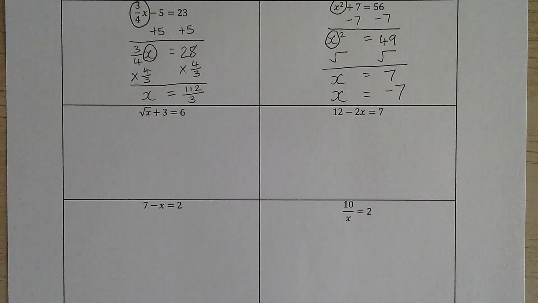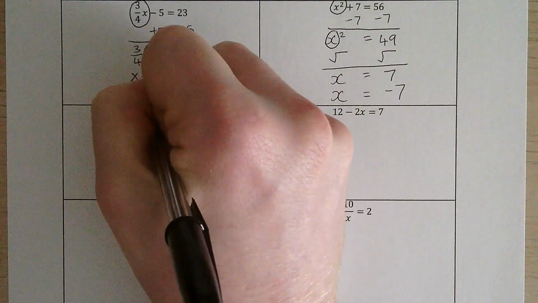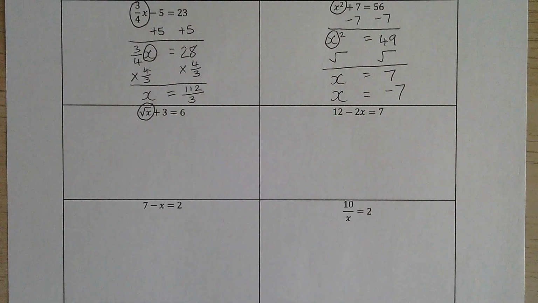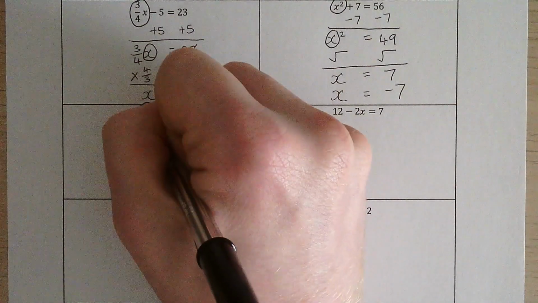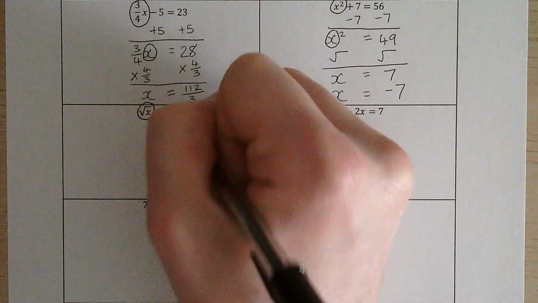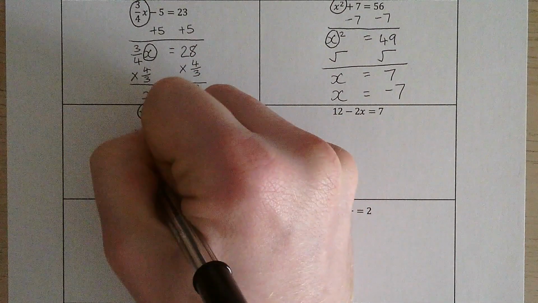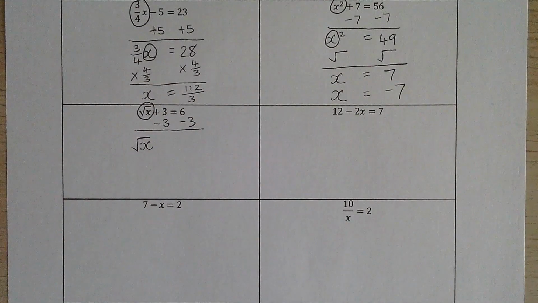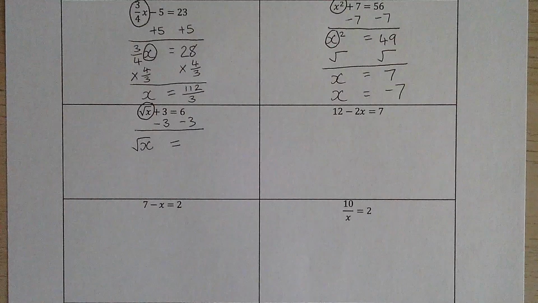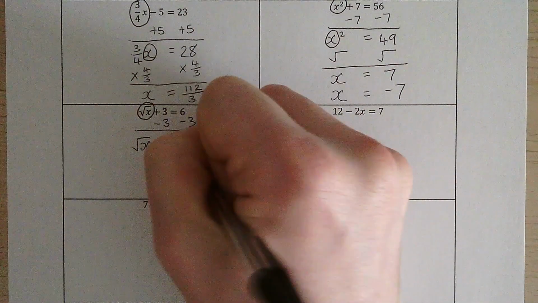The next question, again, it's exactly the same method, but we're just seeing different types of equations that we can get. We want to isolate the term first, which means getting rid of +3. So we will subtract 3 from both sides of the equation. The root x will drop down. +3 take away 3 cancel each other out. The equal sign drops down, and 6 take away 3 is 3.